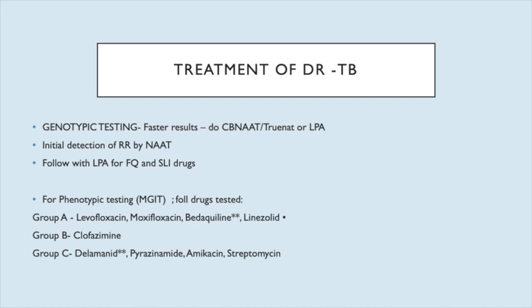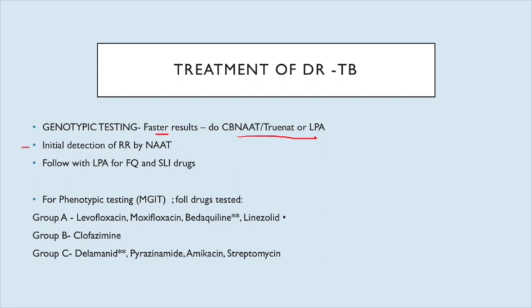So let's come to the second half quickly. We are already 15 minutes into the session, into the video, and we have to move into the treatment now. So treatment is based on testing, right? So if it's genotypic testing, we get faster results. So CBNAAT, TrueNAT, LPA can help us guide a treatment very quickly. And based on these tests, we can initiate our treatment.